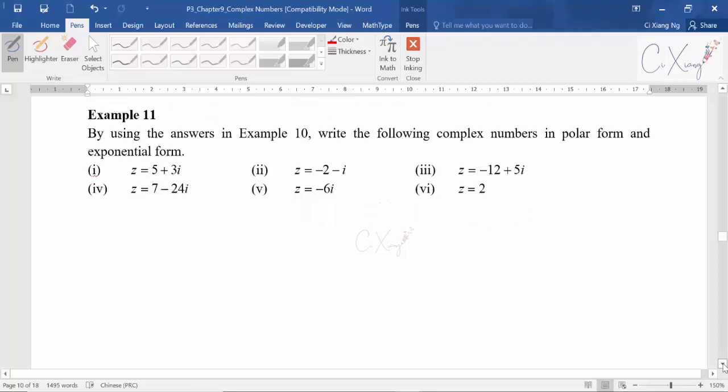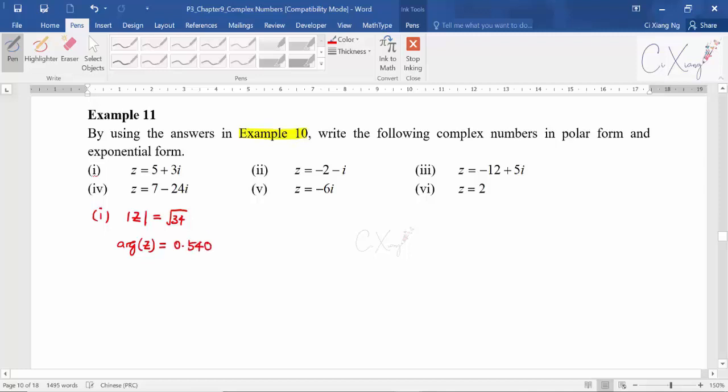We will just practice something here, which is very easy. Looking at example 11, they want you to refer to example 10 and write the following complex numbers in polar form and also exponential form. You refer to example 10 that we discussed in the previous video, where we already found the modulus and argument for all these complex numbers. As an example for part 1, what is the modulus z? I believe you already found that the modulus z is square root 34 from example 10. And for the argument, what is the argument z? The argument z that you get is 0.540.